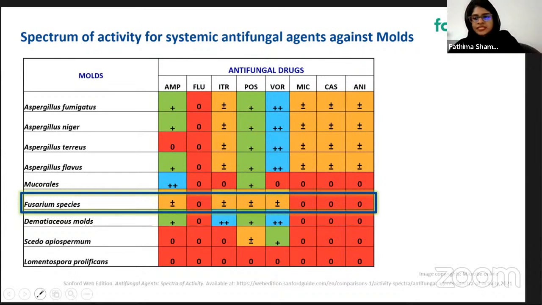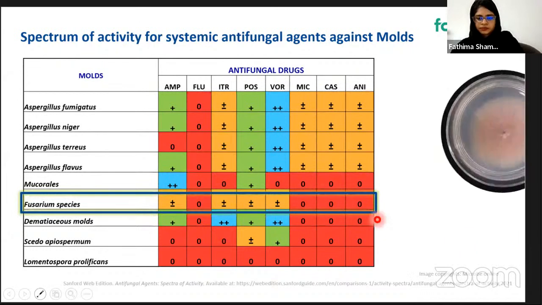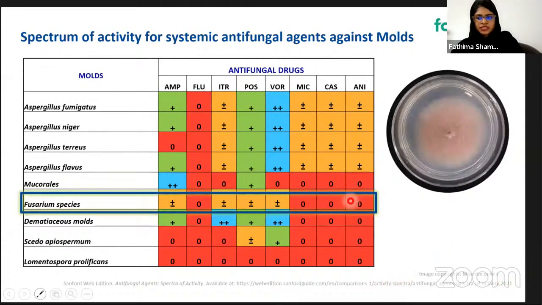Next, we have the Fusarium species. Fusarium species can cause a wide range of infections, from superficial to disseminated. They have variable activity, but are often susceptible to amphotericin B and voriconazole. They are resistant to fluconazole and the entire echinocandin class. They are known to infect severely immunocompromised patients.